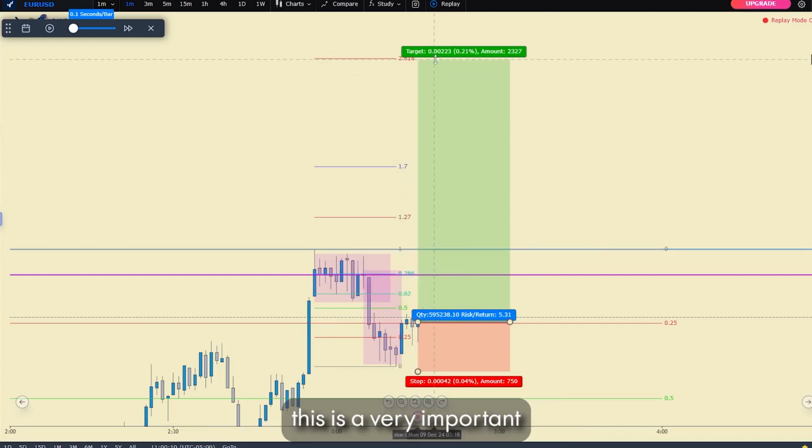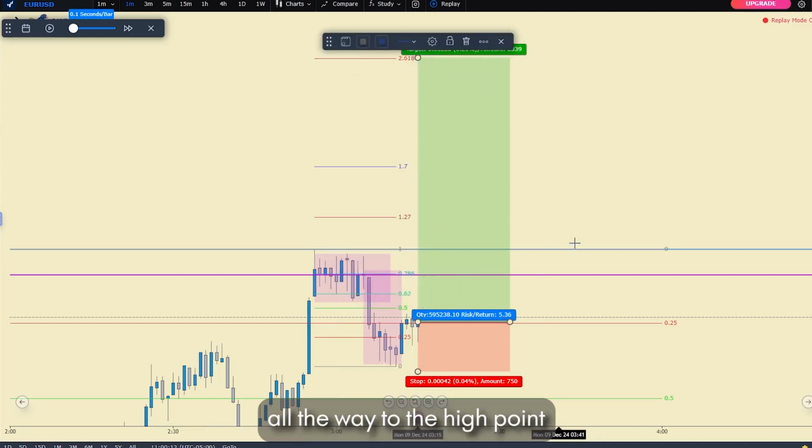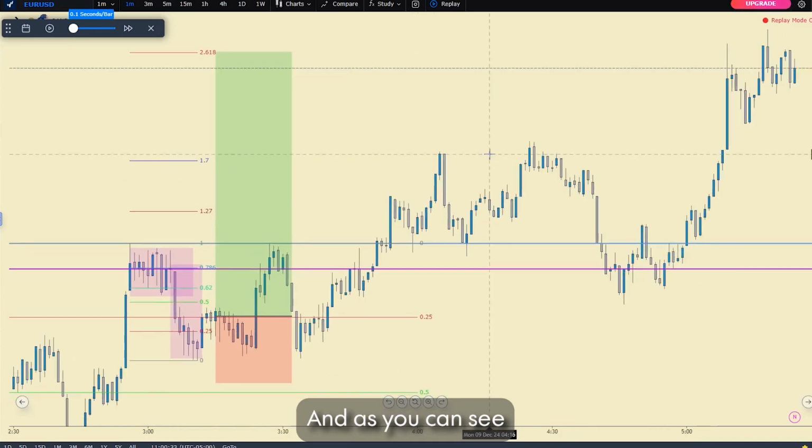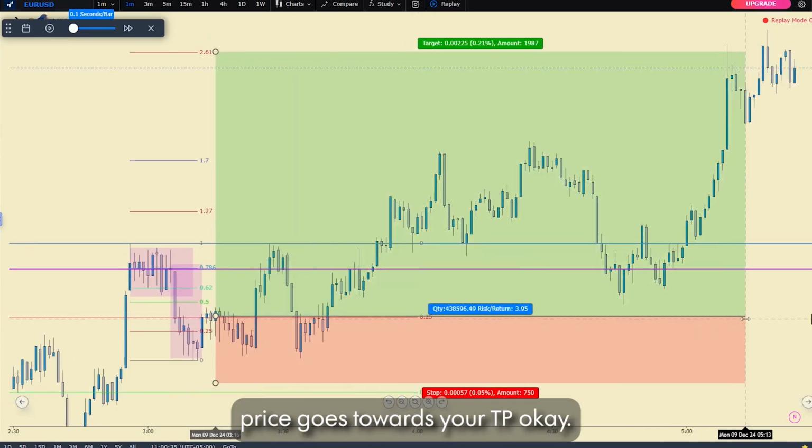And now since this is a very impulsive market, okay, we can look to even extend this all the way to the high point, okay? Making sure to give a lot of space for our stop loss there, okay? And here's our new trade. Now as you can see, price goes towards your TP, okay?